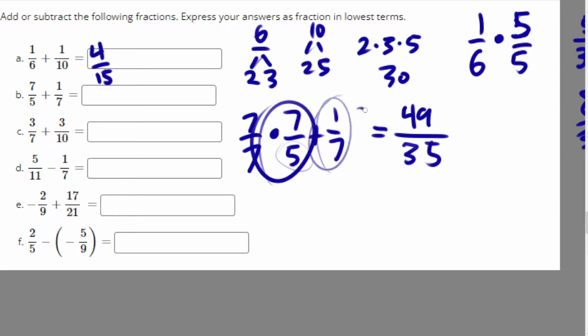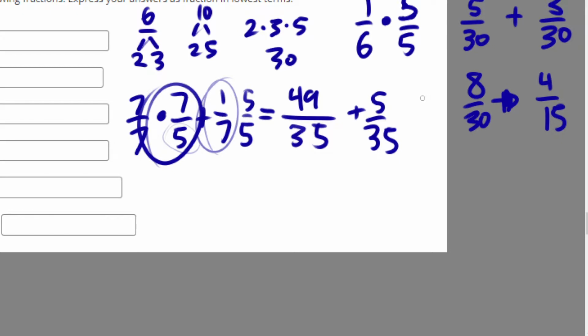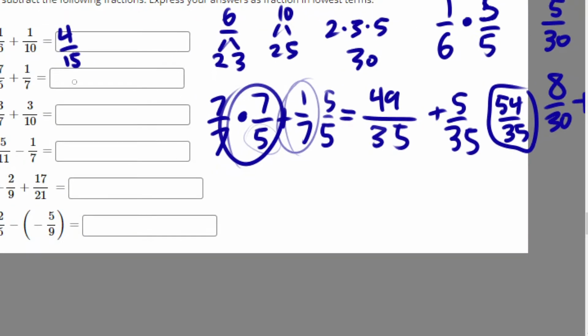And then we can times this by 5 over 5. Which will give us plus 5 over 35. So that will give us 54 over 35. And I believe that does not reduce further.